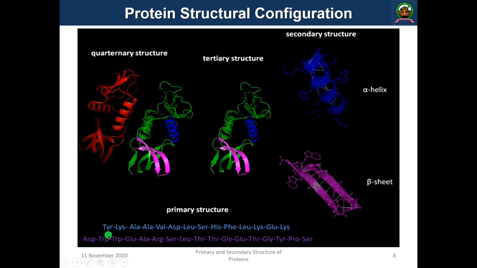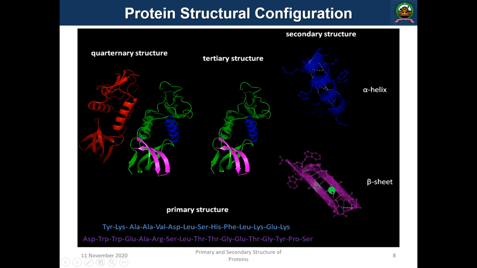This is what I told you: the primary structure is a linear sequence of amino acids: tyrosine, lysine, alanine. I told you we can represent them in 3-letter code or single letter code: lysine, alanine, valine, aspartate, leucine. If you write it like this, this is the primary structure. If the same thing is followed in a zigzag direction, like a pleated sheet, a local structure, that is the beta sheet. And if it forms a helical structure, that is the alpha helical structure.